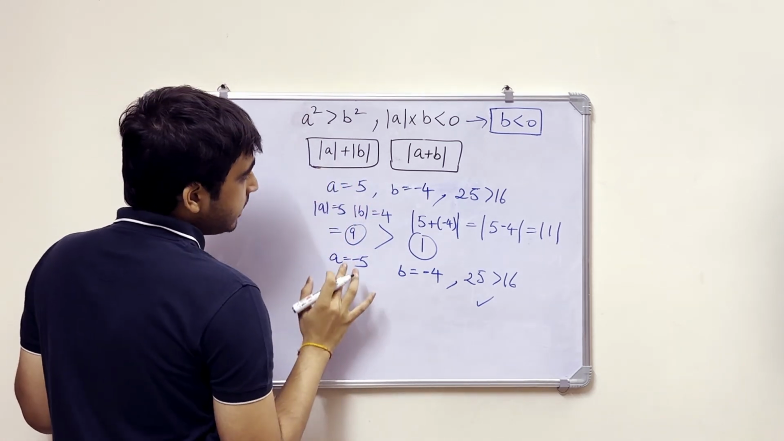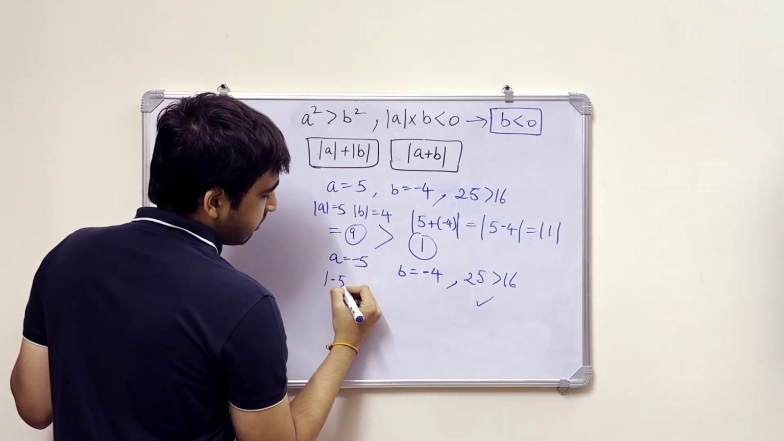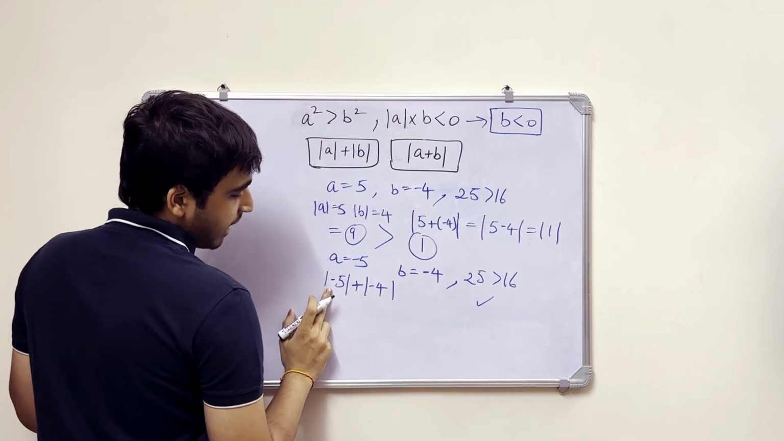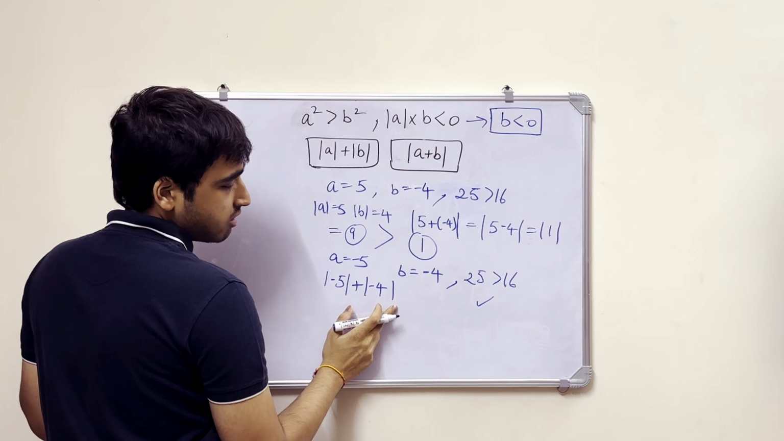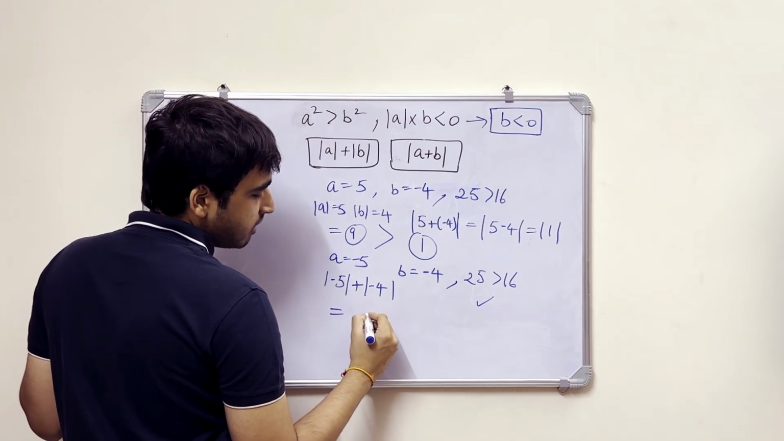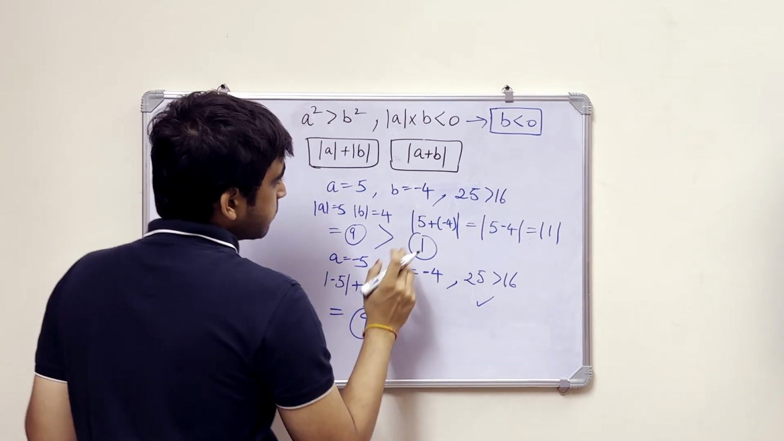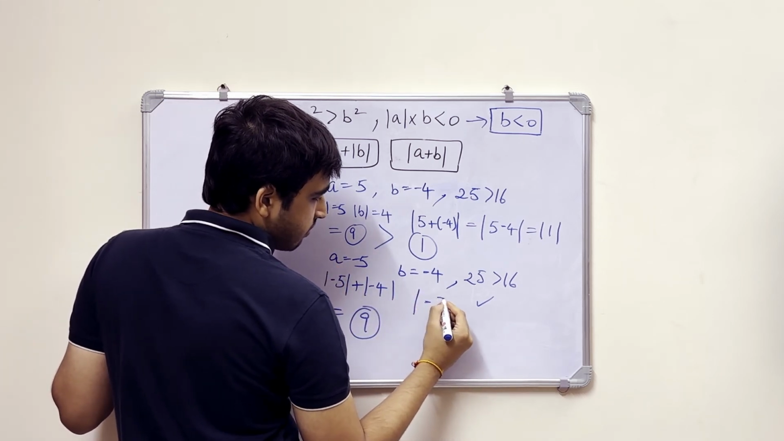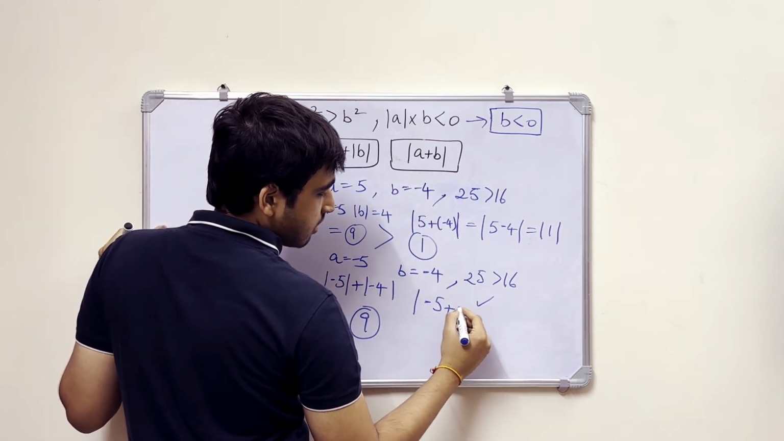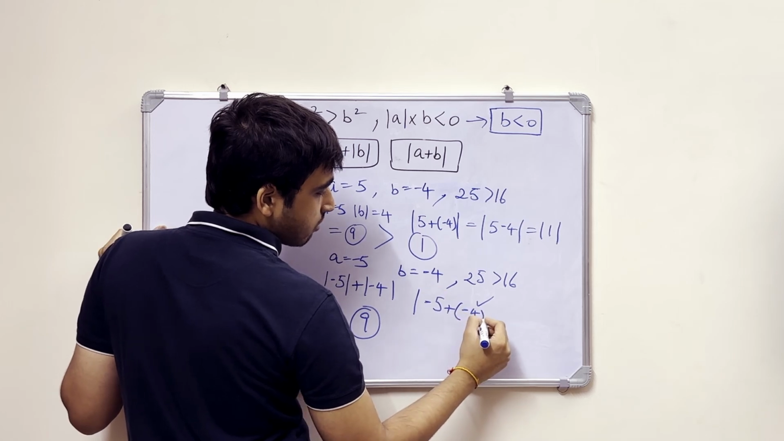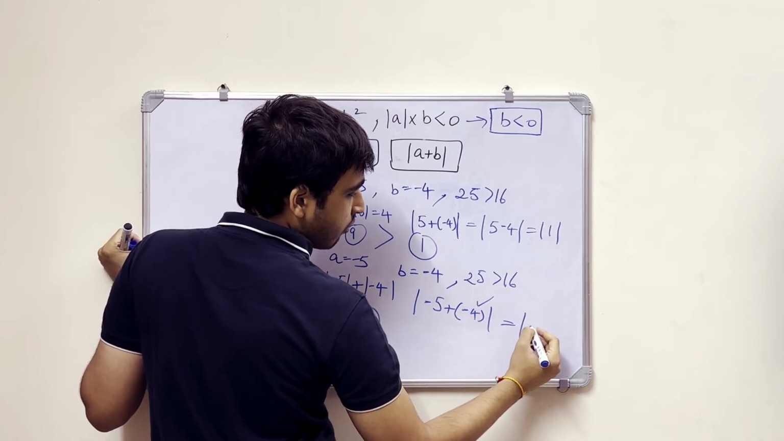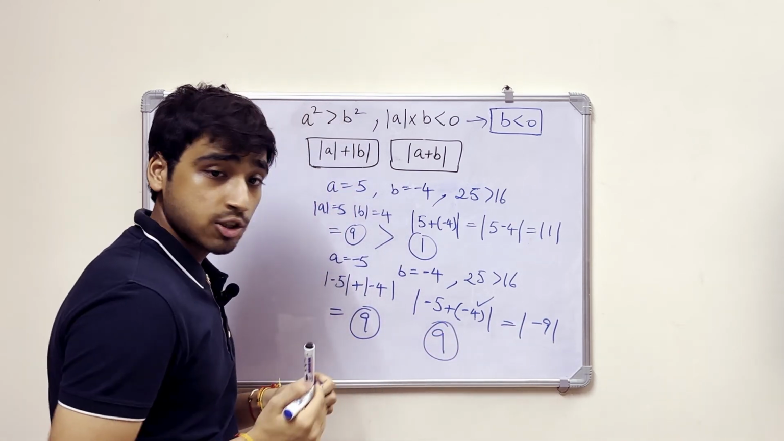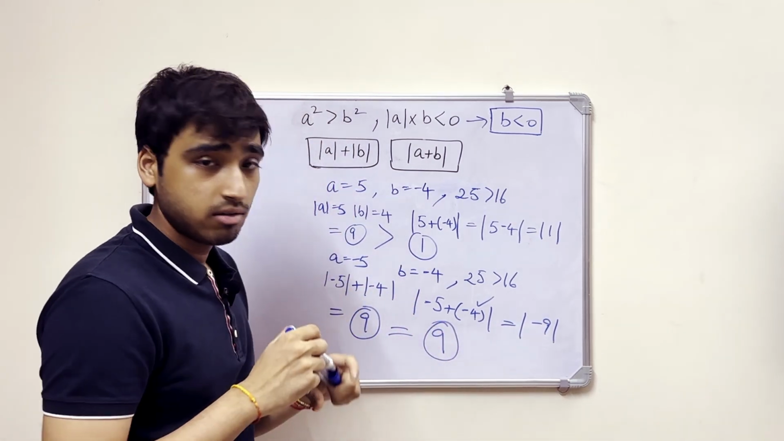Now let's see this. Mod of -5 plus mod of b, which is -4. So mod of -5 is 5 plus mod of -4 is 4. So 5 plus 4, this will be 9, right? Mod of a plus b. So mod of a, which is -5, plus b, which is -4. This means mod of -9, which is 9. So in this case, these two terms are equal, right?